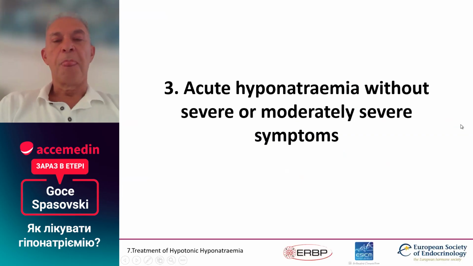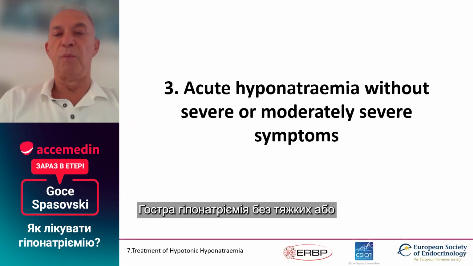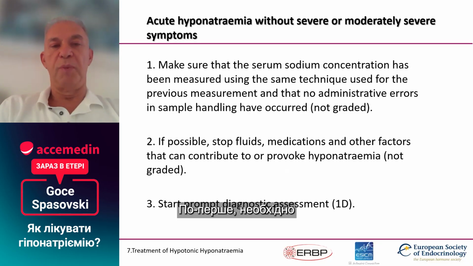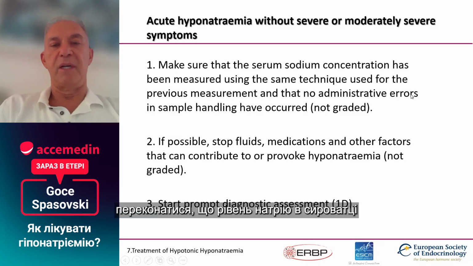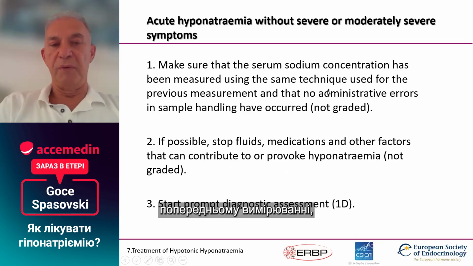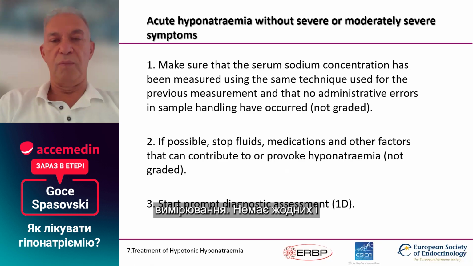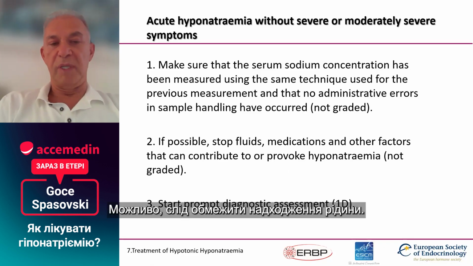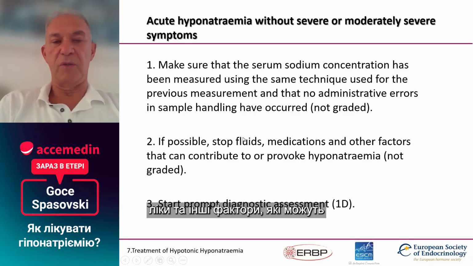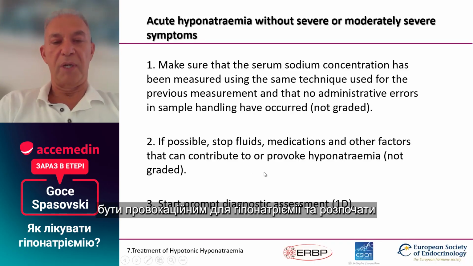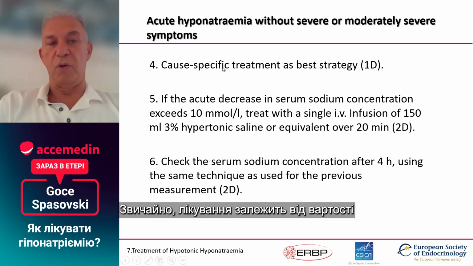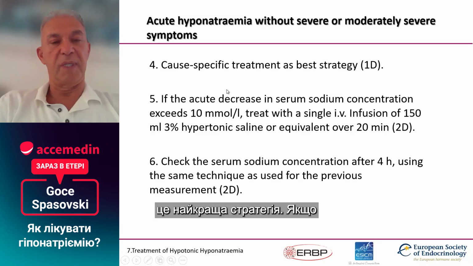Acute hyponatremia without severe or moderately severe symptoms, what should we do? First, we should ensure that the serum sodium concentration has been measured using the same technique used for the previous measurement, and that there are no administrative errors. We should, if possible, stop the fluids, medication, and other factors that could be provocative for hyponatremia, and start prompt diagnostic assessment. Of course, cause-specific treatment is preferred as the best strategy.